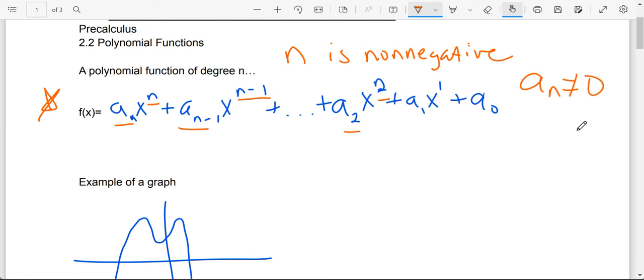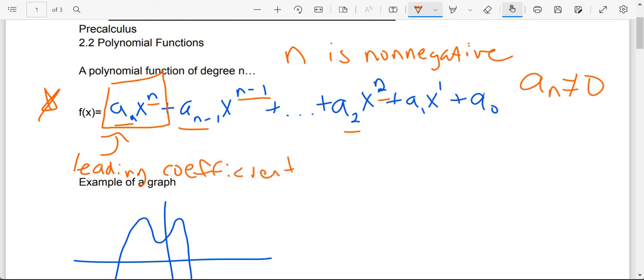The main thing we're going to be focusing on, along with the polynomial itself, is this right here. We call this the leading coefficient. Remember that for later. And then this n in particular is the highest power. We write our polynomials from highest power to lowest power. We don't mix and match. Whatever that term is, your n value is your highest power.